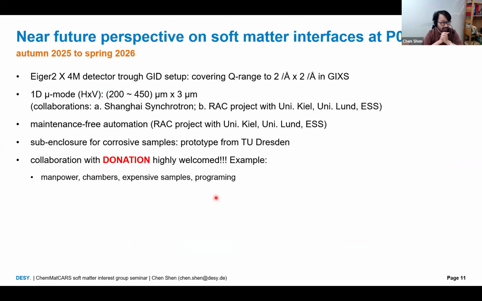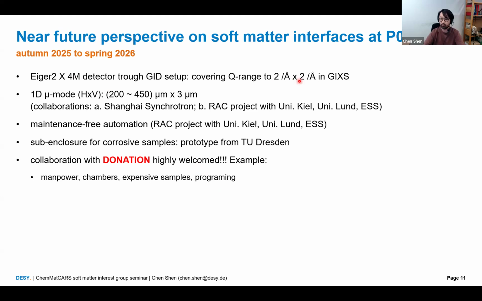So now you see what we can do for now. And I want to spend a little bit of time talking about what we are expecting, let's say, within the next 12 months. So one of the things is that we used the Eiger-1M detector from Bridget's group from Kiel University, and that limited our QZ range to 1 inverse angstrom. And now we get a new detector. So it's the Eiger 4M that covers 2 inverse angstrom times 2 inverse angstrom in reciprocal space.